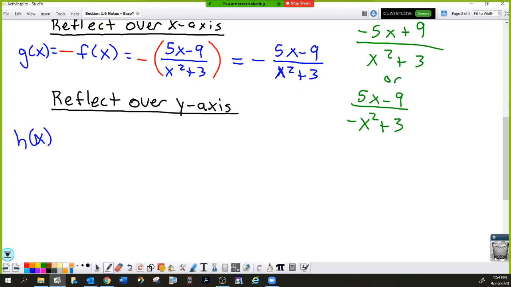Be jealous of my alphabet skills. H of x equals. I said that in first period. They laughed. It's okay. I'll go home and tell my wife. She'll laugh.